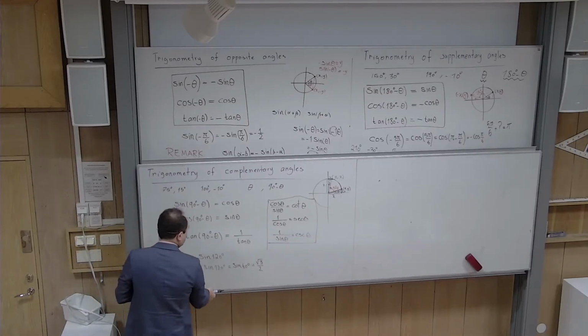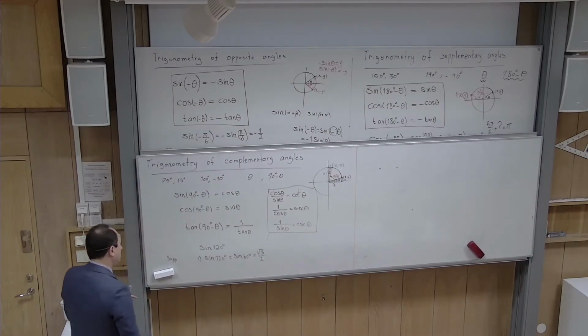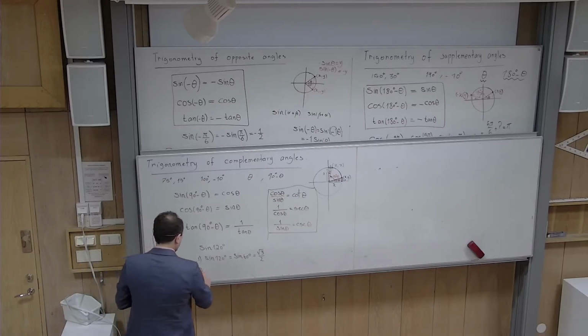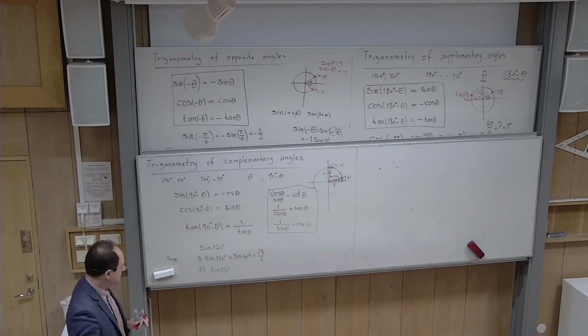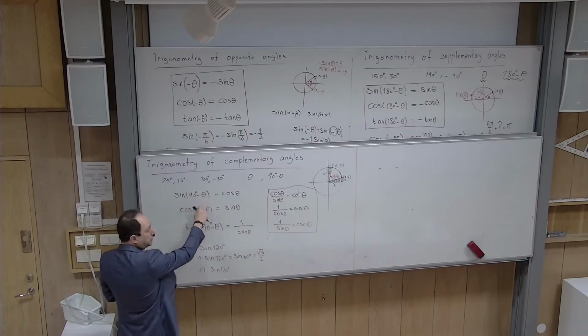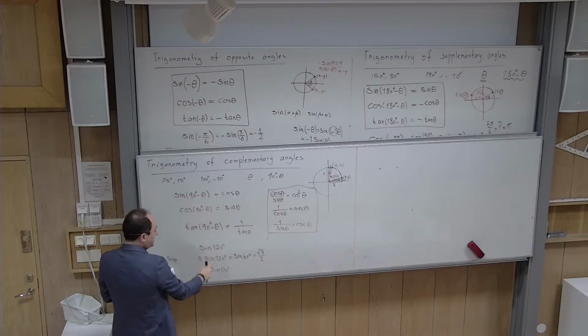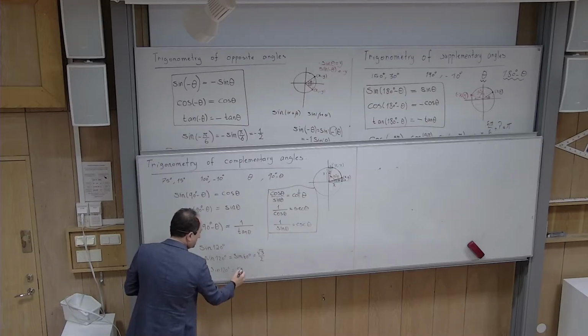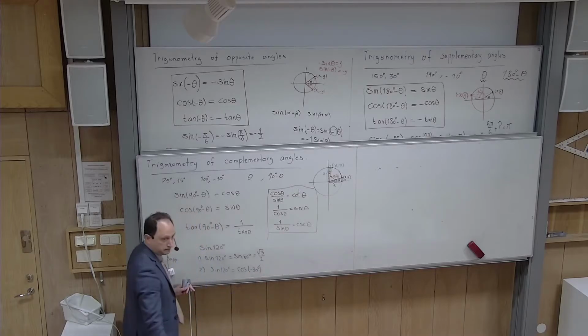But you can also view this as complementary. It is not a good way to do it, because what is the complement? Yeah, you can do that, yes. So number 2. What is the complement of 120? Minus 30. And we just learned that if you want to use the complementary angle perspective, you would say that sine of 120 is equal to the cosine of its complement, which is minus 30.